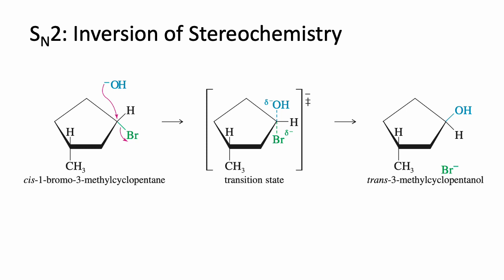We've switched the stereochemistry at that one atom, not at both atoms, because the methyl group is still on the bottom. We didn't do anything to the methyl group that's on the bottom. So we only switched the stereochemistry of the alkyl halide, the side that was reacting with the leaving group.